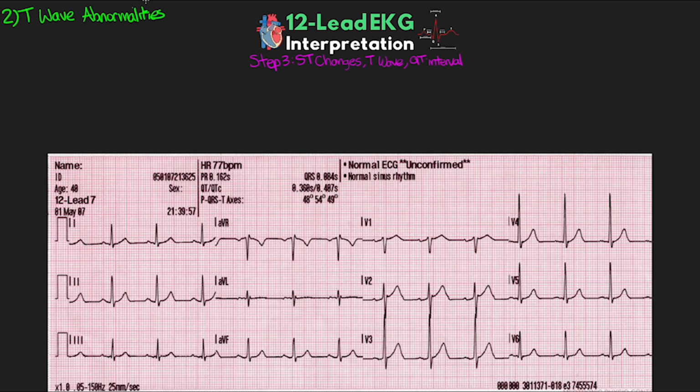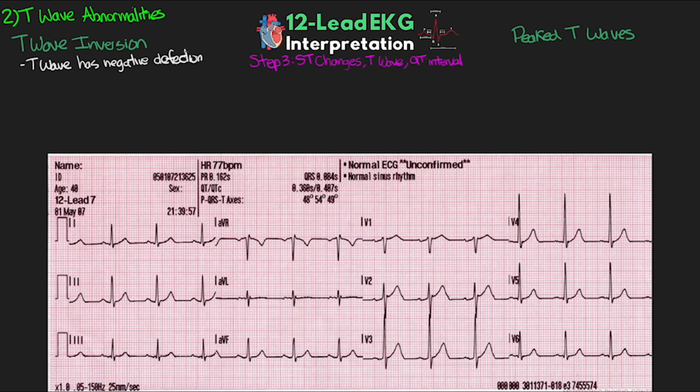So there's actually a lot that could be covered here as well, but for the basics of this, really we want to be looking for T wave inversion and for peaked T waves. So T wave inversion. This is where we have a T wave that has a negative deflection that's greater than 1 millimeter, so one small box.